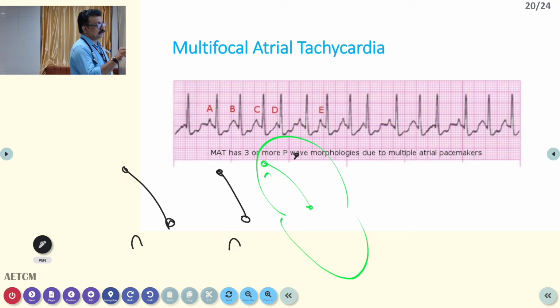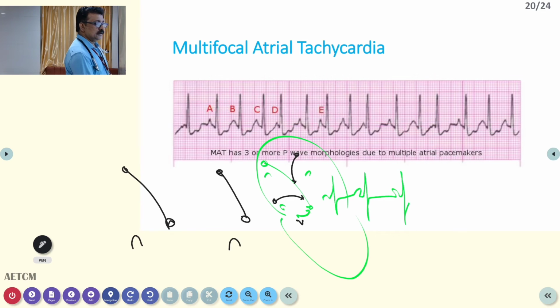Suppose the current is coming from another area. This P wave will be slightly towards this side. Another P wave is coming from this side, so it looks slightly like this. If this is originating from here and conducting retrogradely, the P wave is like this. So if you see the tracing, the first P wave is normal, then a QRS complex. The next one is like this, QRS complex. Next one is like this, QRS complex. Sometimes the P wave comes before the QRS complex, and sometimes it can come after the QRS complex. So this is called multifocal atrial tachycardia.